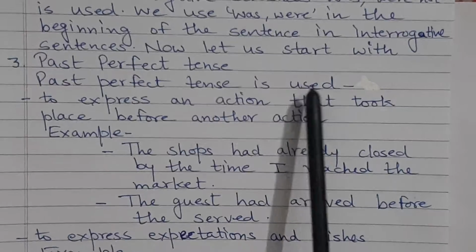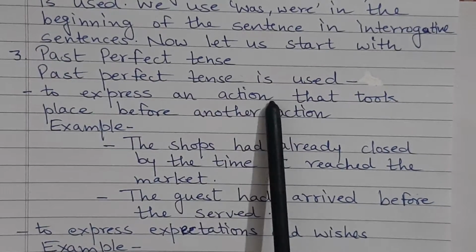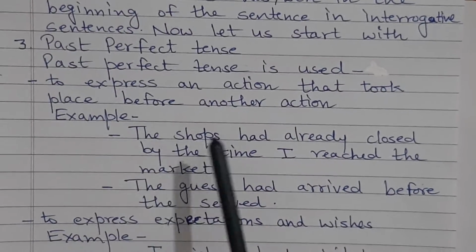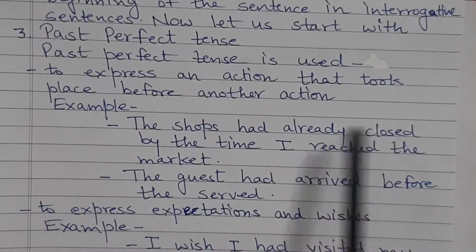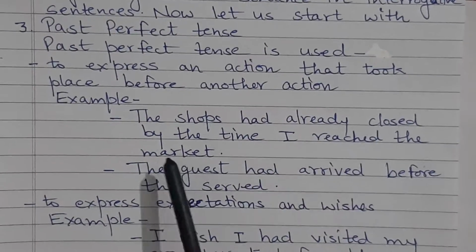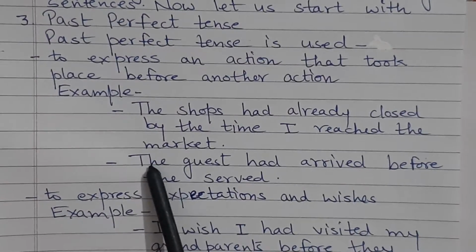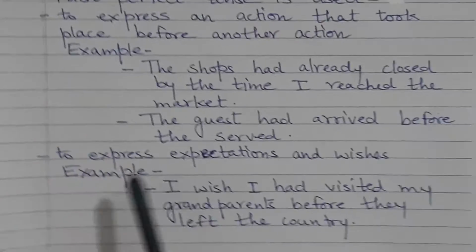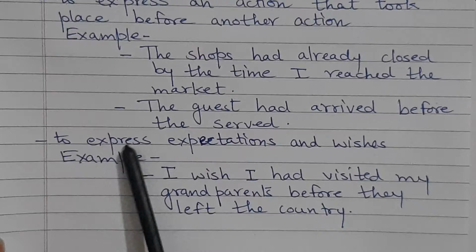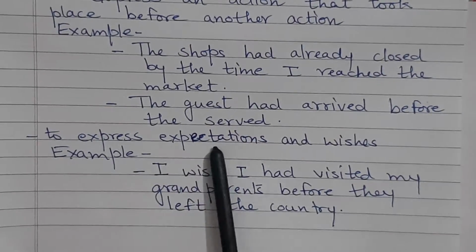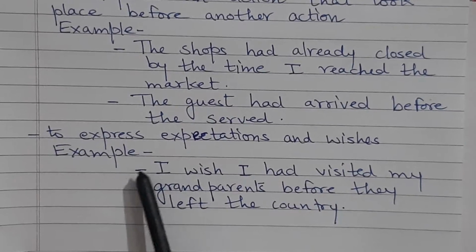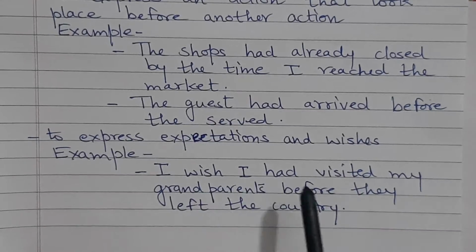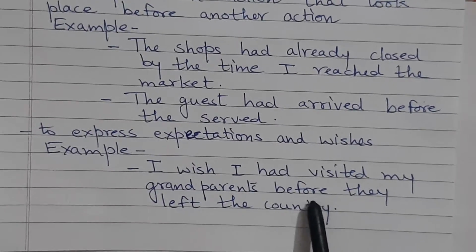Past perfect tense is used to express an action that took place before another action. For example, the shops had already closed by the time I reached the market. Example number 2, the guest had arrived before they served. It is also used to express expectations and wishes. For example, I wish I had visited my grandparents before they left the country.